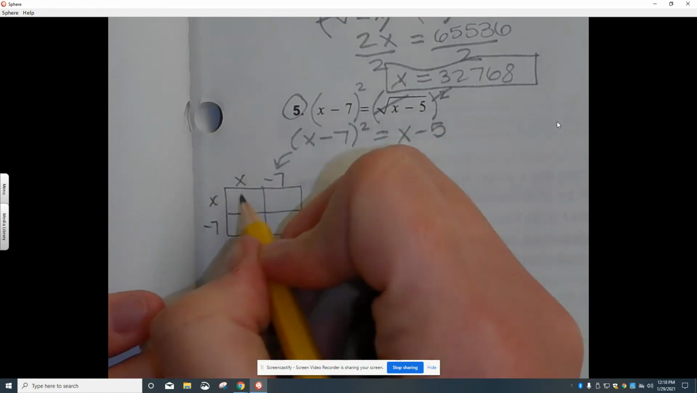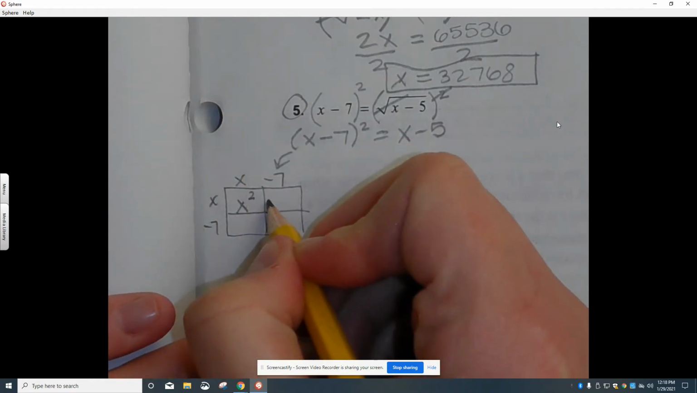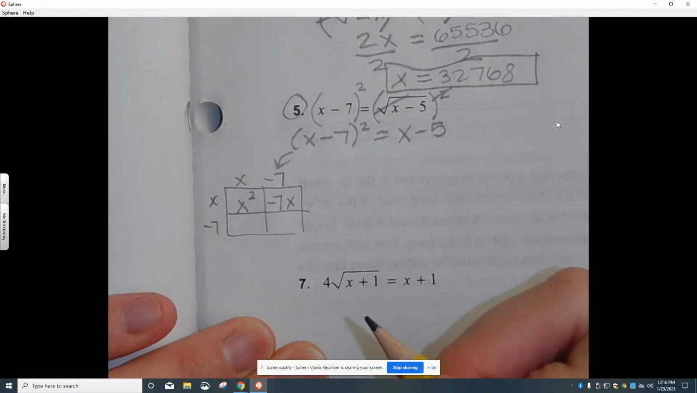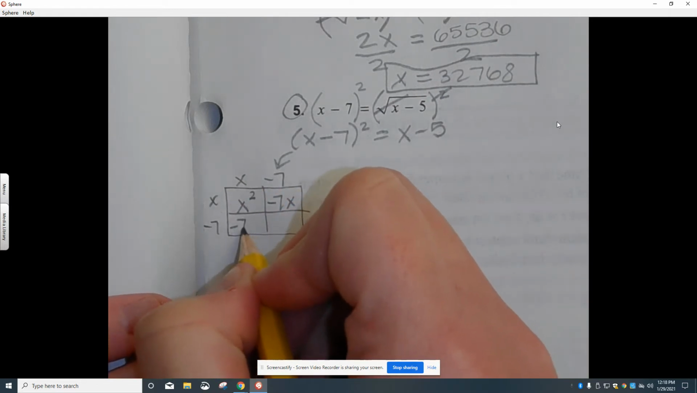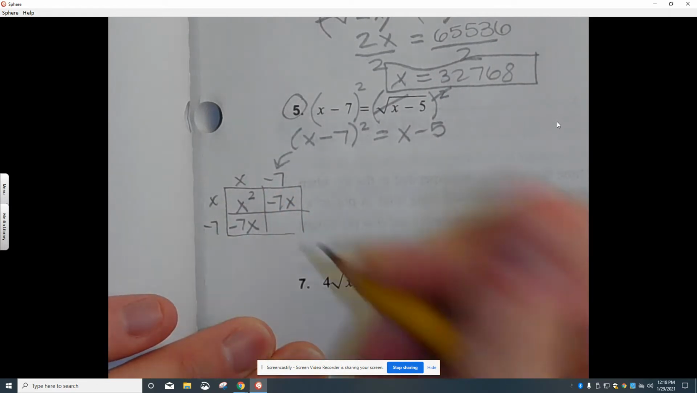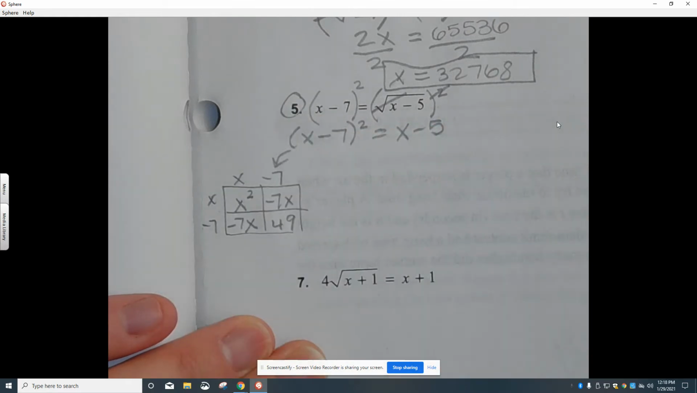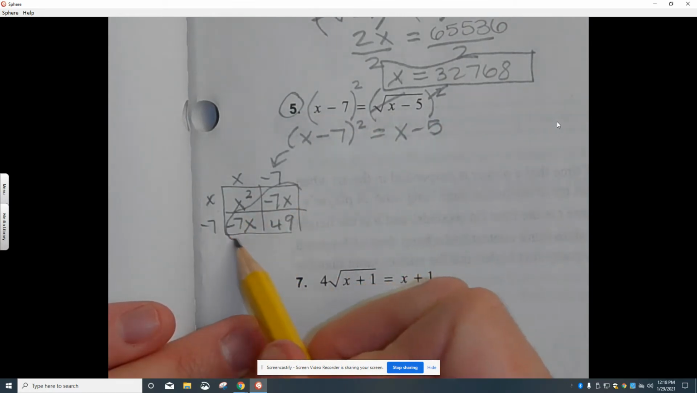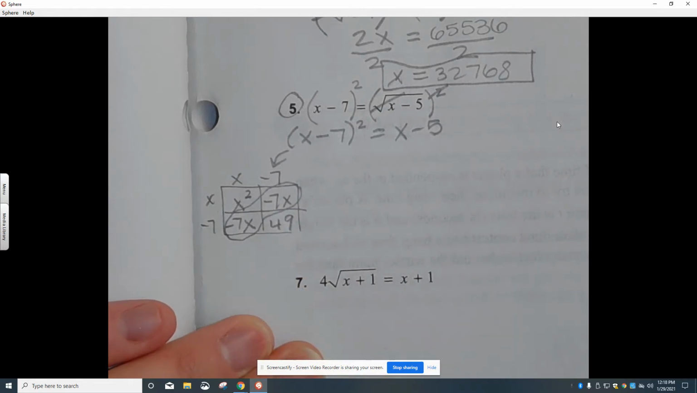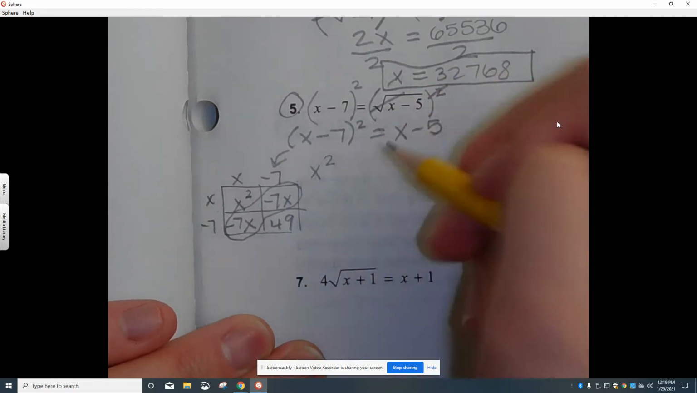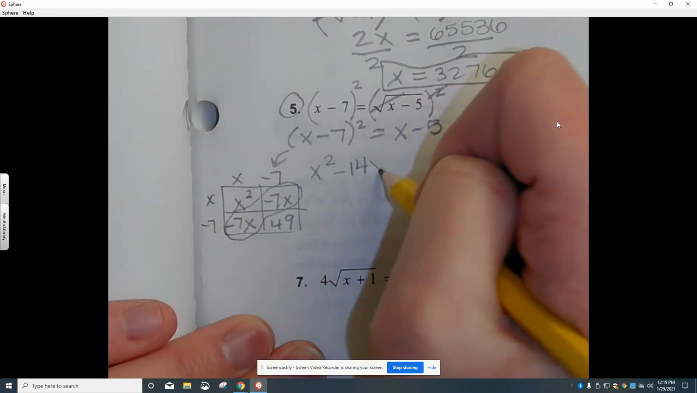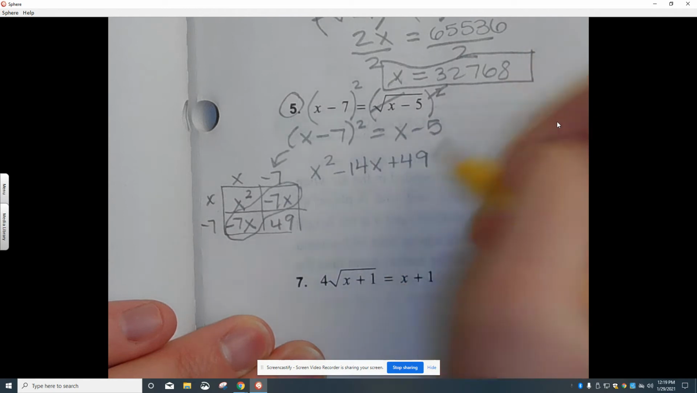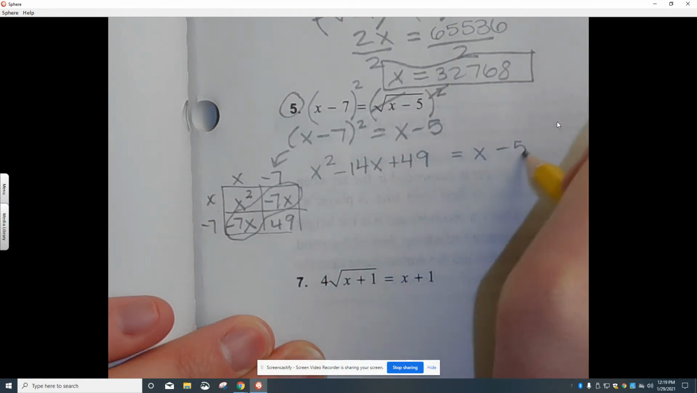So in here, we're going to do x times x is x squared. Negative 7 times x is negative 7x. Then another negative 7x and 49. Once we fill that in, we need to combine like terms. So we usually look on the diagonals. That's typically where they're located. If I combine those together, we've got x squared minus 14x plus 49, and it still equals x minus 5.